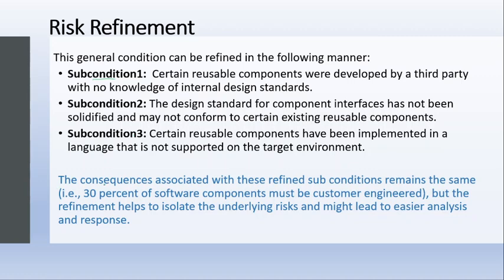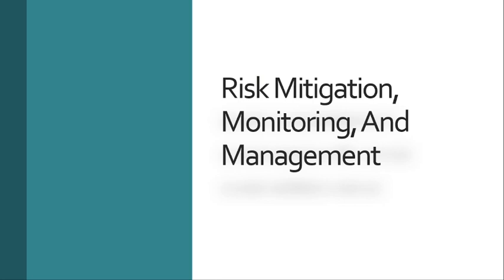In that example we have also seen that the consequences associated with these refined sub-conditions remain the same, that is, 30% of the software components must be custom engineered, but the refinement helps to isolate the underlying risk and might lead to easier analysis and response. This is how and why we do risk refinement.